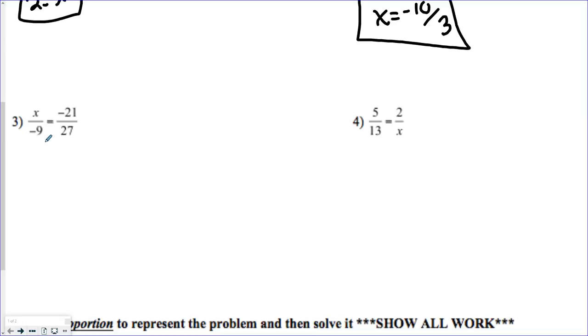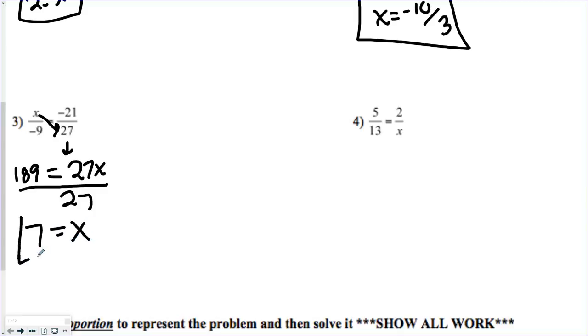This is another one. Again, cross multiplying can help you out here too. If you want to try to find a shortcut, you're more than welcome to as well. I'm not sure if there are any off the top of my head here, but cross multiplication is just as good. So this is 27x, and then negative 21 times negative 9. Remember your sign rules, it gives you positive 189, because a negative times a negative is a positive. And then, of course, we're going to divide by 27, and we get 7 is equal to x.